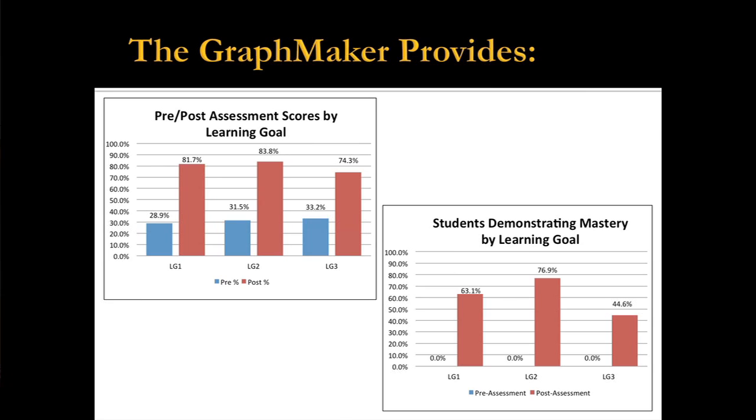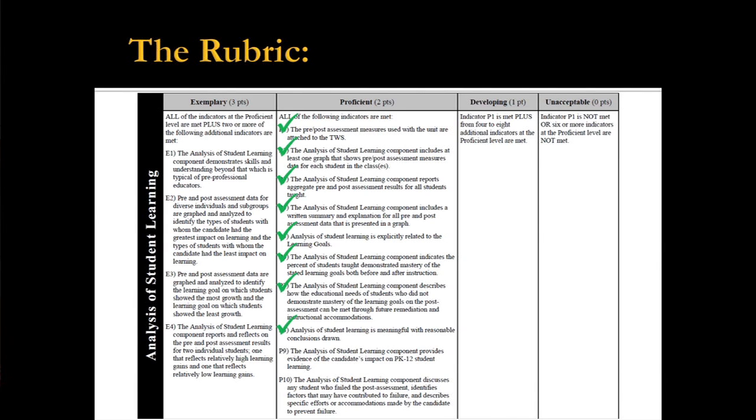But I do want to point out, these graphs are offered by the graph maker, which would actually help you demonstrate exemplary indicator 3. Right? The pre and post average for each learning goal, and what percent of my students demonstrate mastery of that learning goal. Clearly, learning goal 3 is not my most spiffy. Then, meaningful with reasonable conclusions drawn.